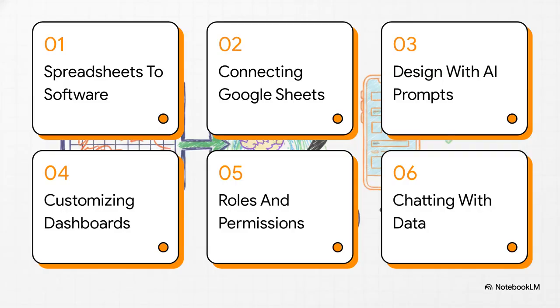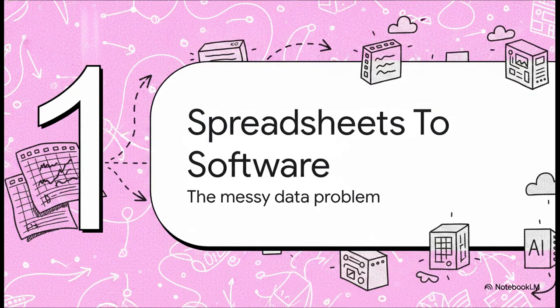Here is our roadmap for the Explainer today. First, from spreadsheets to software. Second, connecting your Google Sheets. Third, designing with AI prompts. Fourth, customizing your new dashboard. Fifth, setting roles and permissions. And finally, number 6, chatting with your data. All right, let's jump right into step 1.